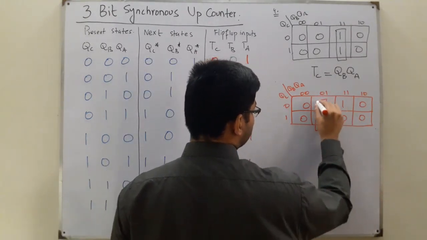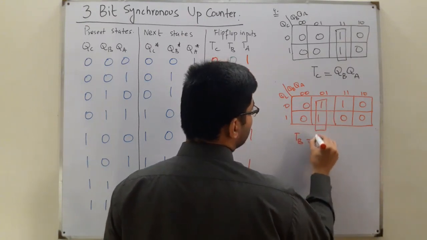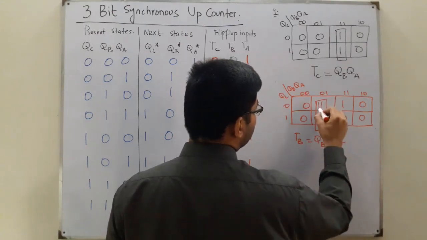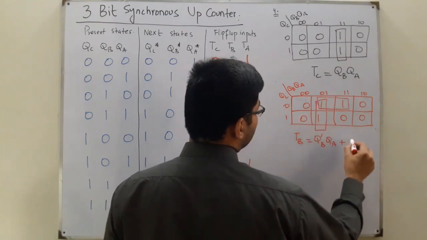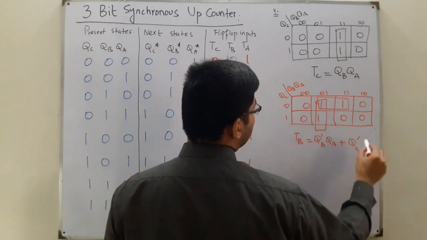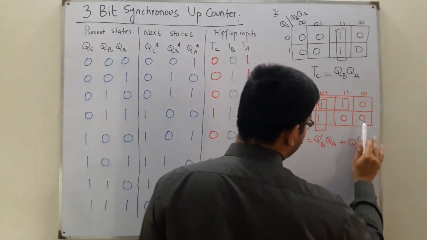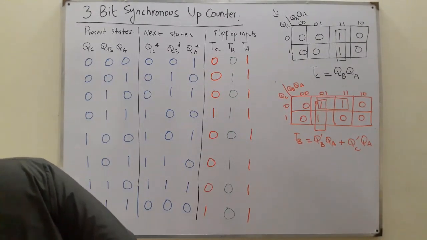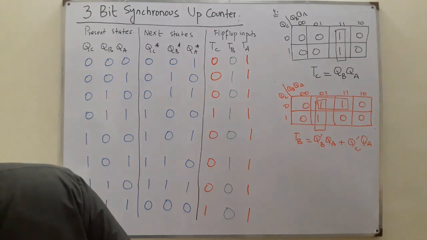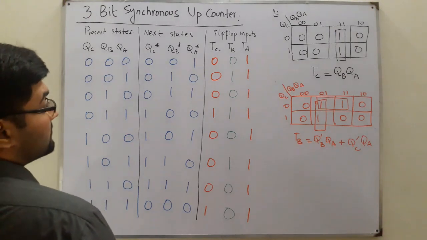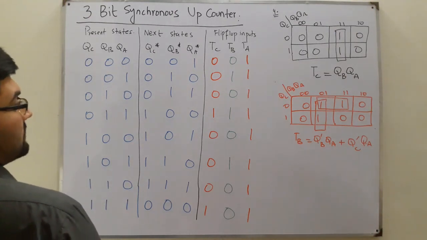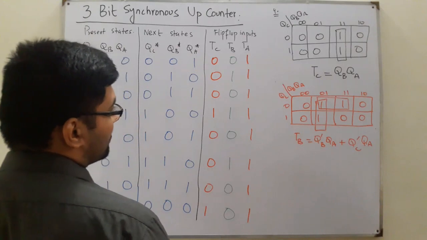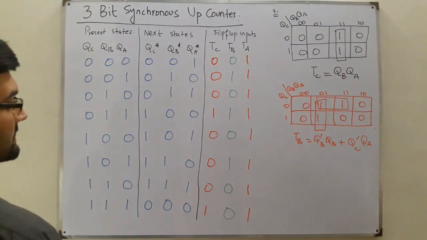The first is, let's say, this one. This is for TB, and this is QB complement into QA. And the next group is this one, which you have QC complement, and then you have QA. QB complement QA. Wait, I made a mistake. Fine. I believe I have a mistake over here. And the mistake is, I believe this one.